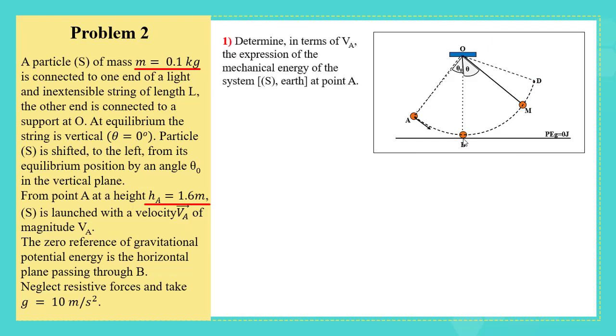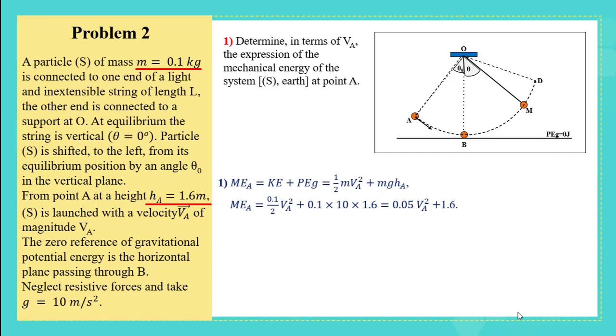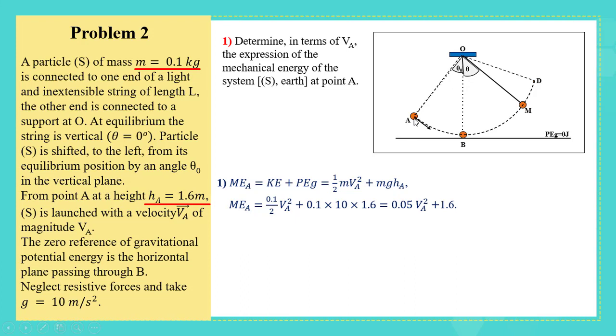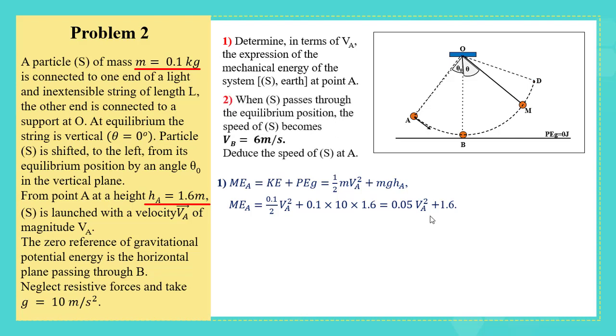The first part. Determine, in terms of VA, the expression of the mechanical energy of the system S-Earth at point A. Whenever they ask about the mechanical energy, we should directly write the expression kinetic plus gravitational potential energy. The kinetic is half m VA squared, because the position we are dealing with is A, plus mgh. But this particle is launched with a velocity VA and it was at a height 1.6. Replacing the mass by its value and the height, we get 0.05 VA squared plus 1.6.